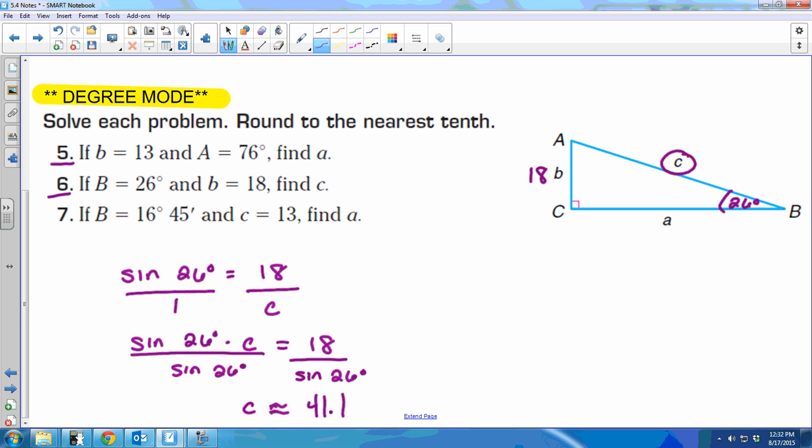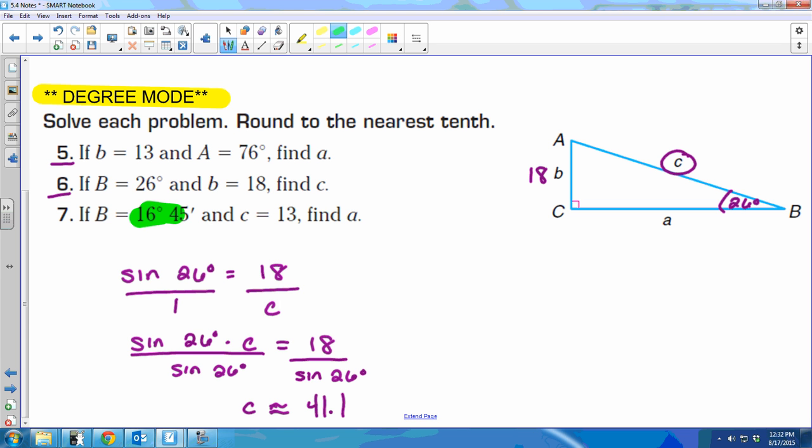Okay. Now, I'm not going to do the next one because it will just be the same thing we've been doing, right? You can set up the ratio and cross multiply. On the next one, you notice that it has degrees and minutes. And the next example we're going to do also has degrees and minutes. You can just type that into your calculator.